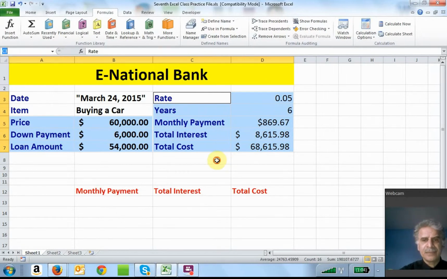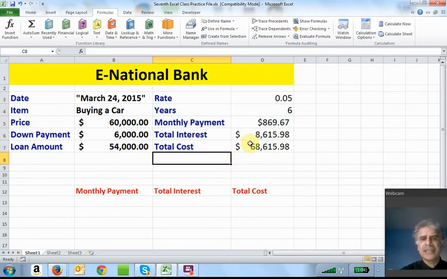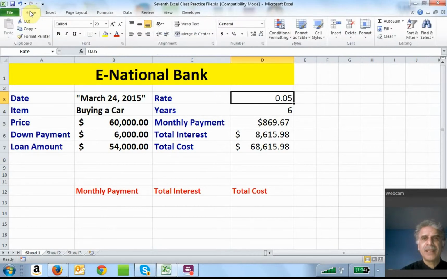Now, this is good because I could easily change the rate. I could change the number of years and I would be able to find out different monthly payments. So one more thing I usually do, I try to express this in terms of percentage. And usually two decimal points will be fine.